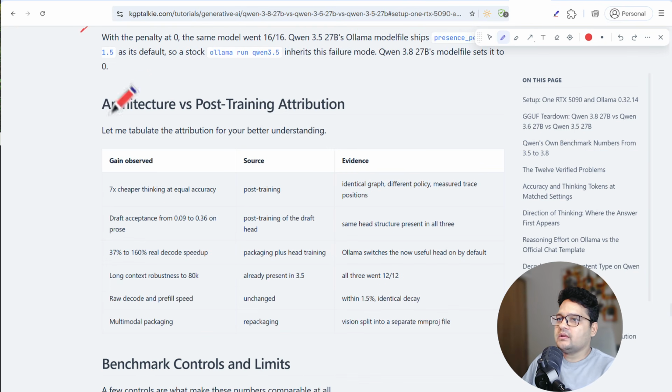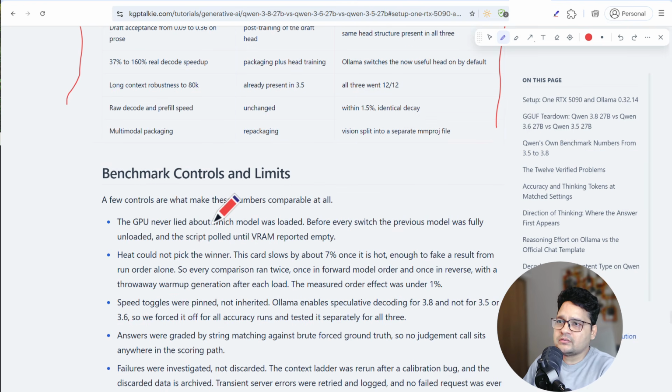Apart from that, I have a little bit more detail which you can read after I finish this video lesson. The link of the article which you are currently seeing here is given in the video description.